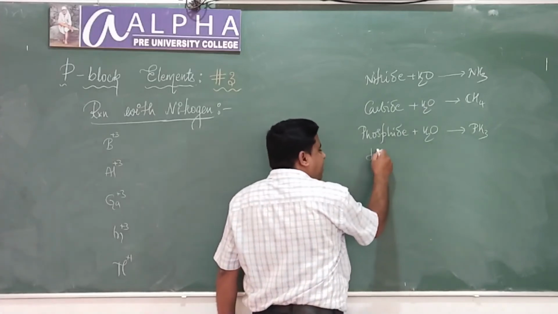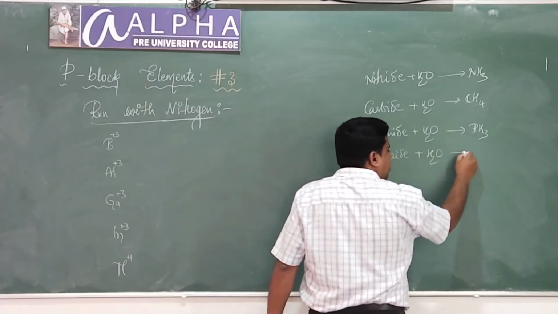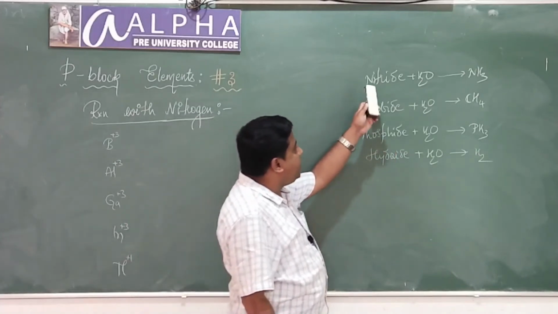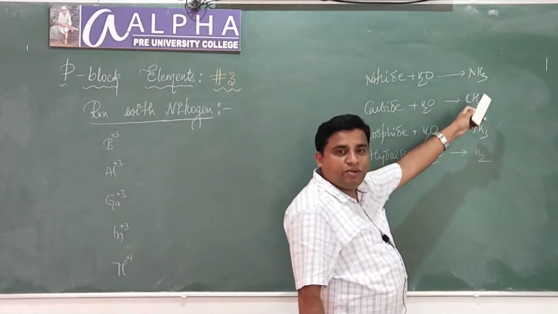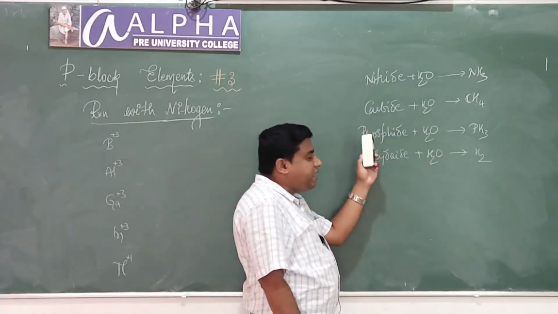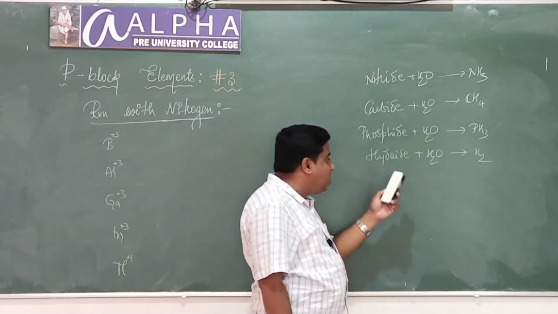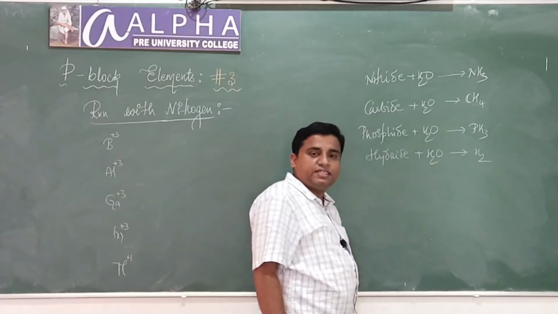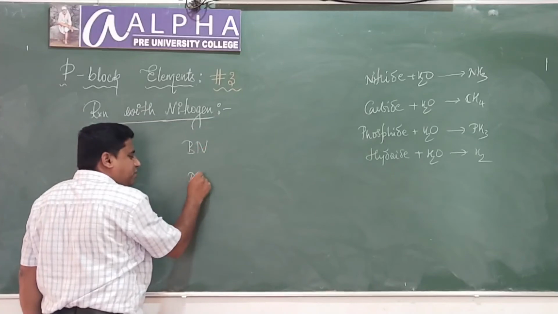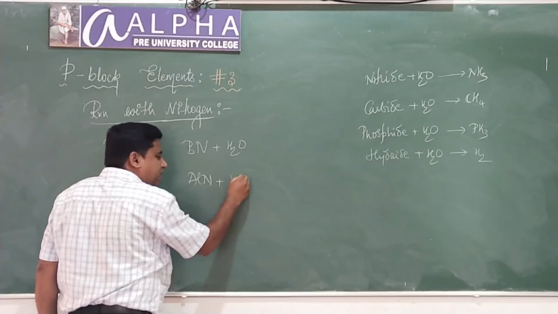When any hydrides are hydrolyzed, it will liberate hydrogen gas. So like this, when nitrides are hydrolyzed, ammonia gas will be liberated. When carbides are hydrolyzed, methane gas is liberated. When phosphides are hydrolyzed, phosphine gas is liberated. When hydrides are hydrolyzed, hydrogen gas is liberated. So now we are talking about the hydrolysis of boron nitride and aluminum nitride. What happens when each is hydrolyzed?